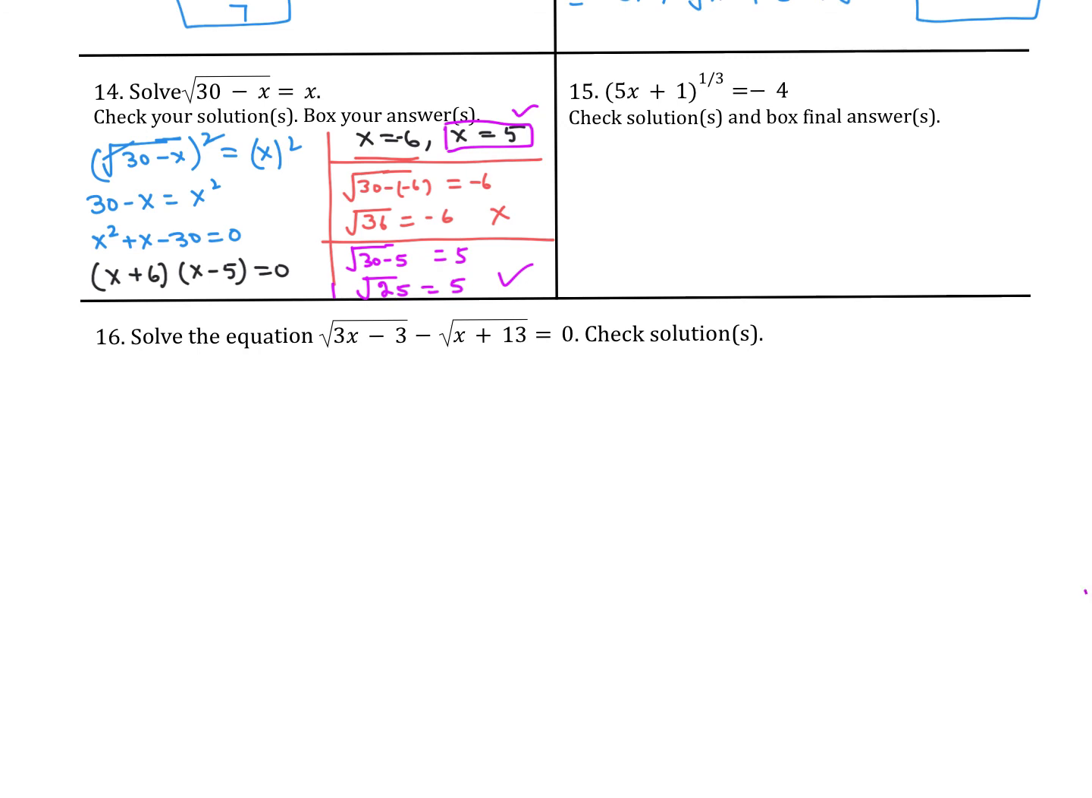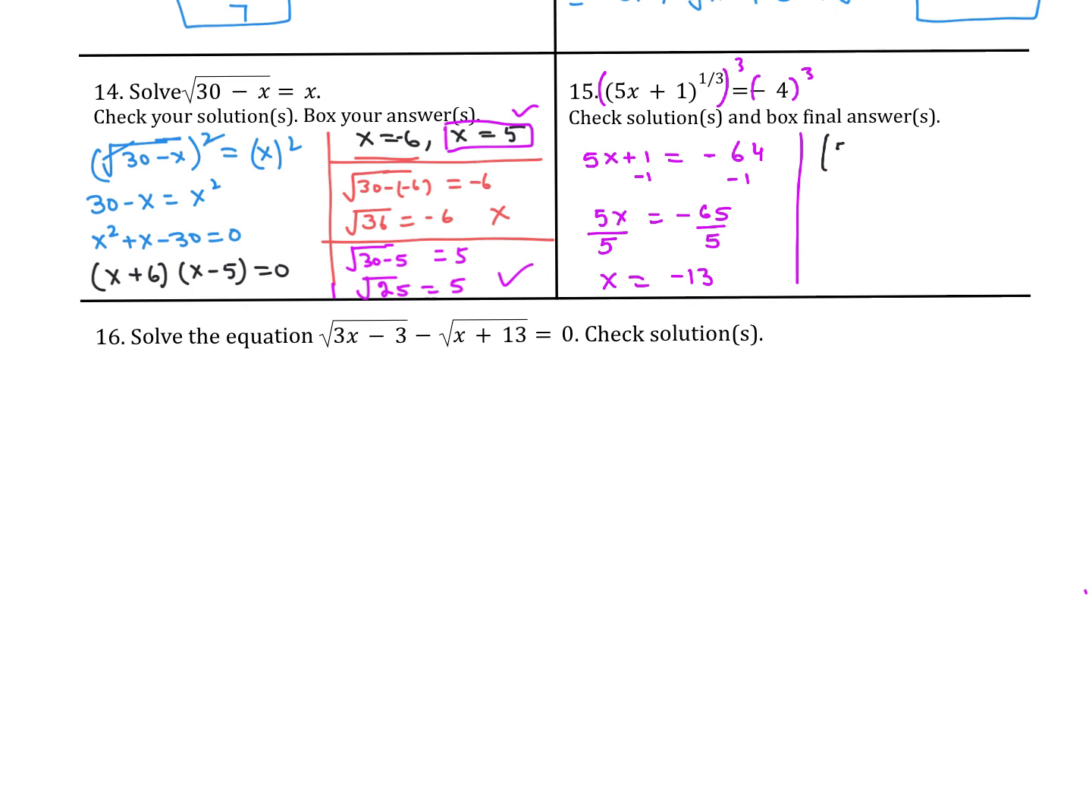So 5 is your right answer, and not -6. For number 15, you're going to take a cube on both sides to get rid of the cube root. The cube and cube root cancel. You find 5x plus 1 equals -64. Minus 1 on both sides, you get 5x equals -65. When you divide by 5, you get x equals -13.